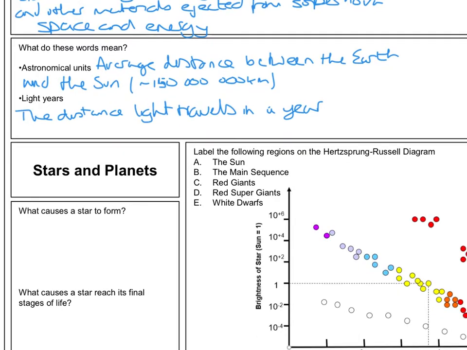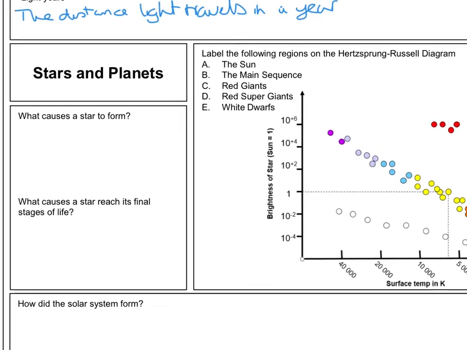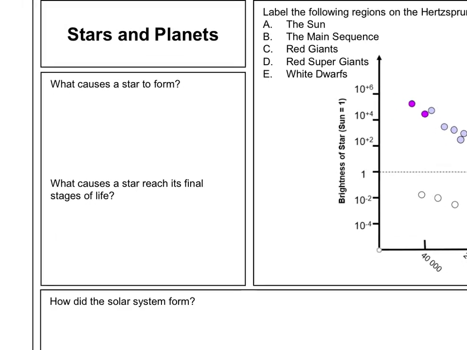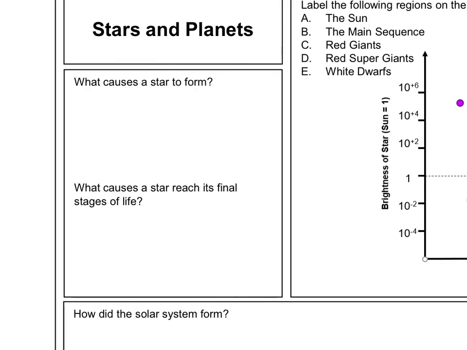Okay, so pause that there if you need to write anything in. What causes a star to form? A cloud of gas contracts under gravity.